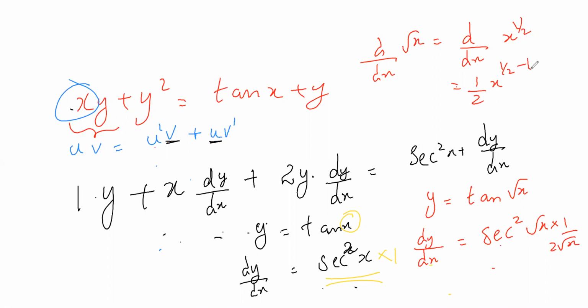So 1 by 2 is nothing but 50 paise. 50 paise minus 1 rupee, that is minus 50 paise. So 1 by 2 x power minus 1 by 2. This is nothing but 1 by 2 root x. So the root x differentiation you have to learn by heart: 1 by 2 root x. Is everyone clear with this? Please copy down whatever is there.